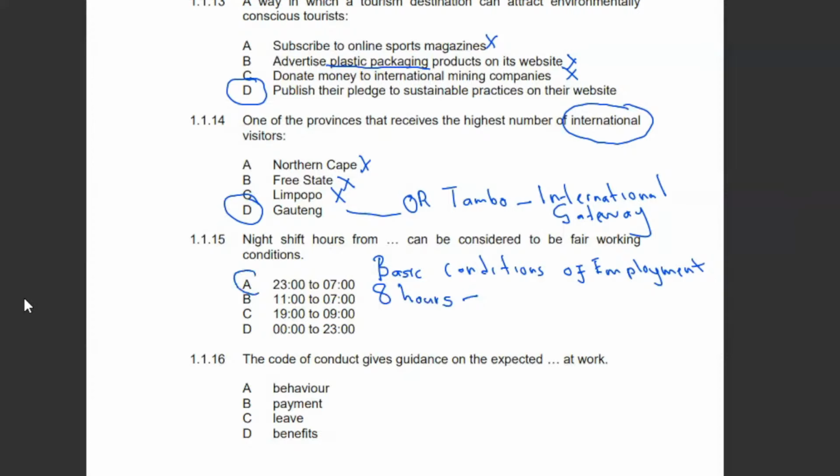So option A can be accepted as a correct answer because those are actually 8 hours, from 2300 hours up to 7 a.m. the following day. That period is 8 hours, which is accepted by the Basic Conditions of Employment Act. Let's look at the second option.